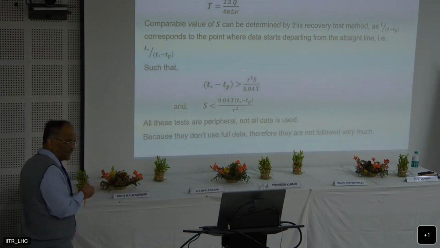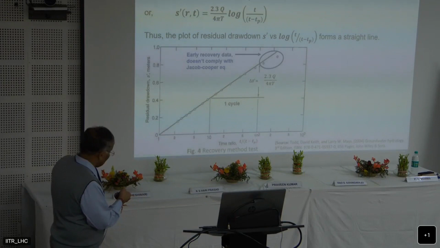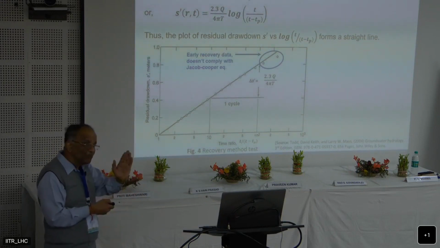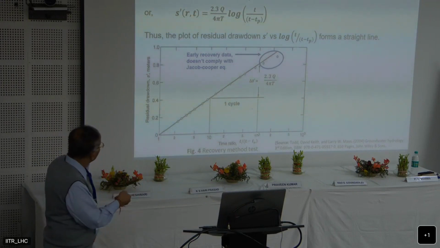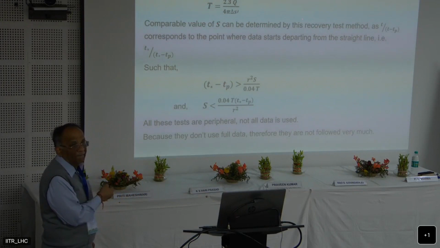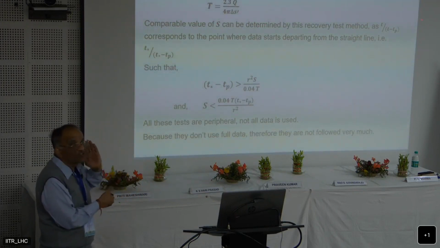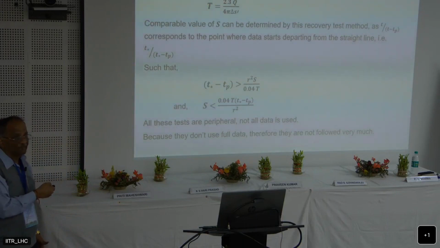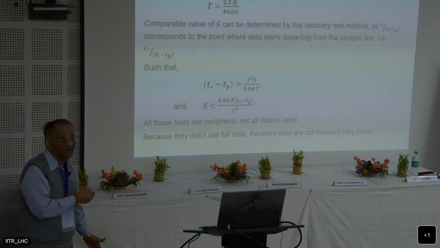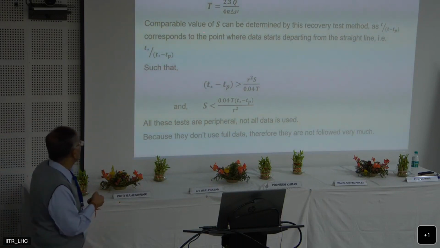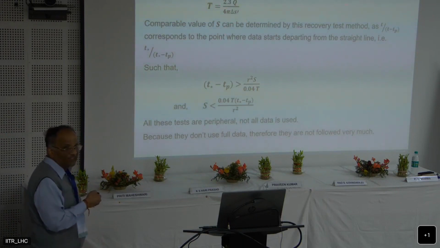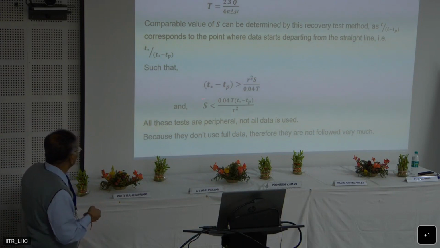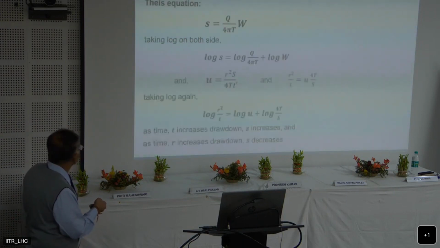From the recovery test you can get T in two ways. One is using the time drawdown data before we stop the pumping, and the other is using the recovery data after we have stopped pumping. If these two are close, then your analysis is done. Otherwise, there may be some other causes, and I'm not sure what the reasons can be. But this is one way we can check whether we are getting a proper T or not. Similarly, once we know this, we can use this expression to get S.